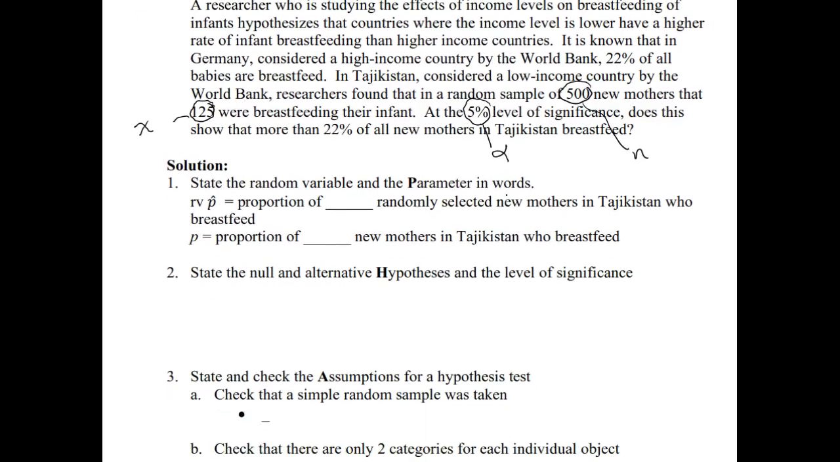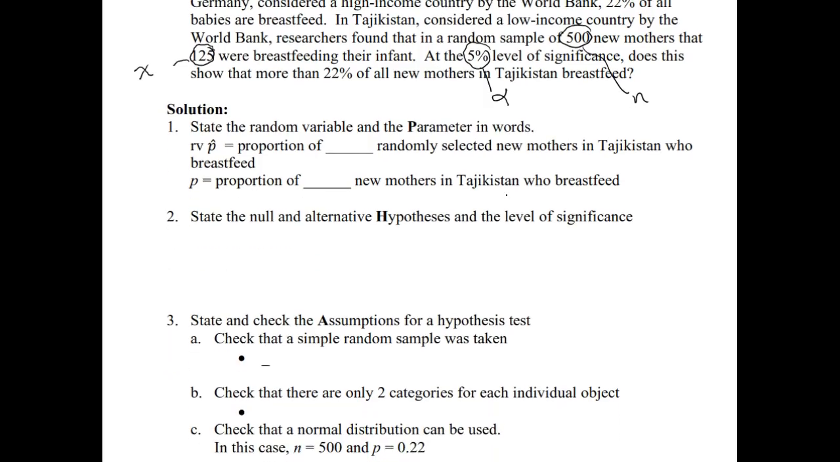So again, we're going to follow through the same steps in PHANTOMS. So again, the P stands for parameter, or population parameter, if we want to think about it that way. In this case, we're going to be looking at the proportion of all new mothers in Tajikistan who breastfeed, which means the corresponding random variable that we're going to be getting information from the sample is going to be the proportion in just our sample, which was 500. So the proportion of 500 randomly selected new mothers in Tajikistan who breastfeed.